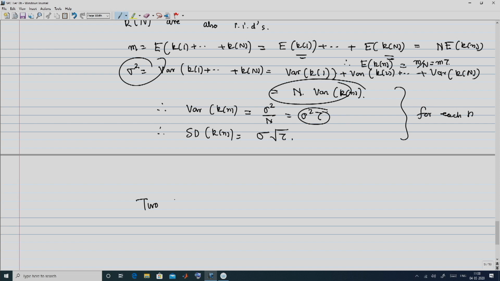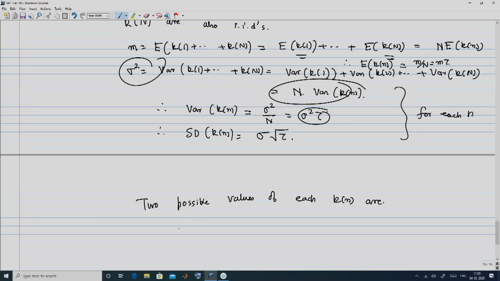Okay. So, now I make a fairly obvious choice. I want to figure out what my random variable kn is going to be in terms of this m and sigma. So, the two possible values of each kn are: ln of 1 plus u, which is m tau plus sigma square root of tau, and ln of 1 plus d, which is m tau minus sigma square root of tau.